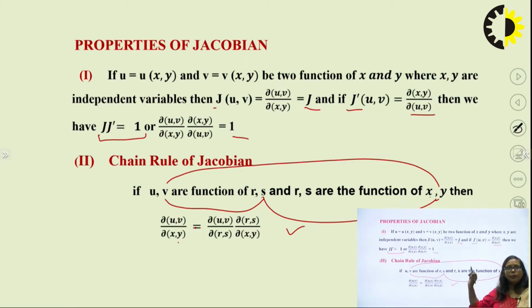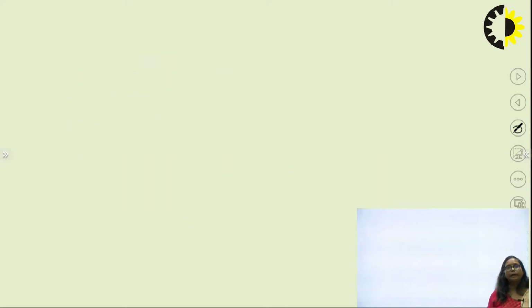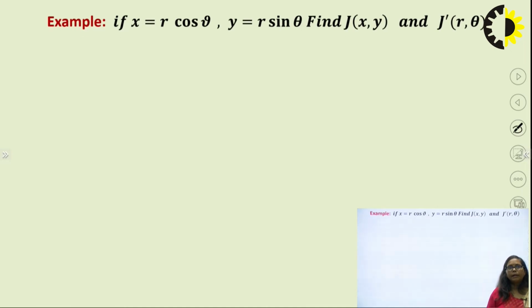So they are the two important properties of Jacobian. Now look at some of the examples based on these properties. The first example we are taking over here is: if x is given as r cos theta and y equal to r sin theta, then find the Jacobian of xy and the Jacobian of r theta.